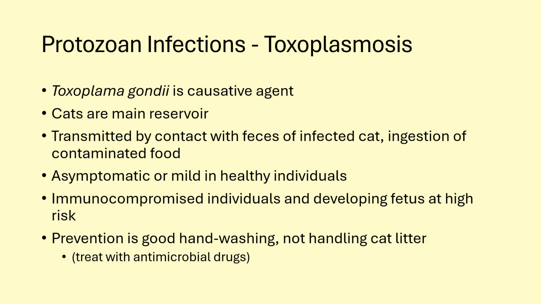Toxoplasmosis. The causative agent of this is Toxoplasma gondii. Cats are the main reservoir. They're the preferred host. That's where this particular protozoan prefers to live, in the cats. So how do humans get it? It's transmitted by contact with feces of an infected cat, possibly ingestion of contaminated food. For most healthy individuals, you may remain asymptomatic and never realize you have it, or it may be very mild.